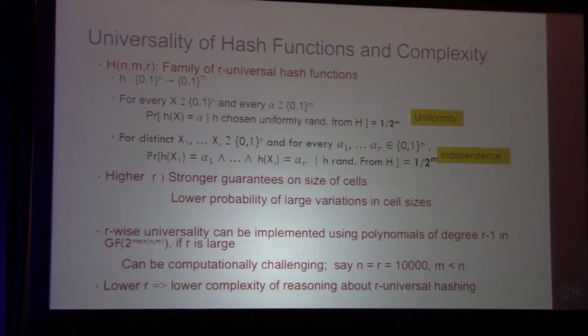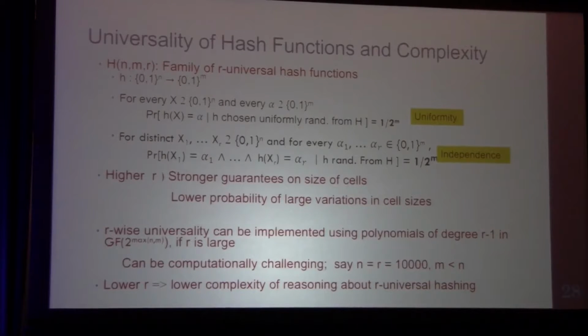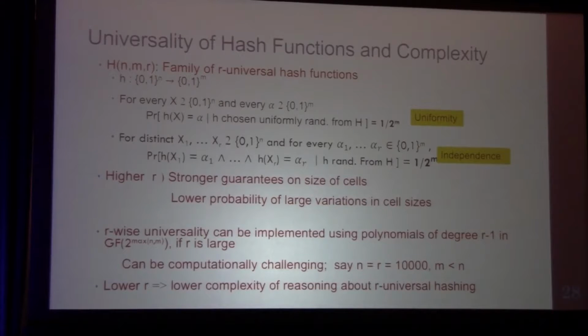And the higher the r is, the stronger guarantees you get on the sizes of the cells, with lower probability of deviation. Basically the cells are going to look almost similar in an expected sense. The variance of their sizes is lower, the higher the degree of independence that you choose. So this is very nice, but then how does one get these r-universal hash functions? It has been shown in the literature that they can be obtained by using polynomials of degree r minus 1 in some really large Galois field. Okay.